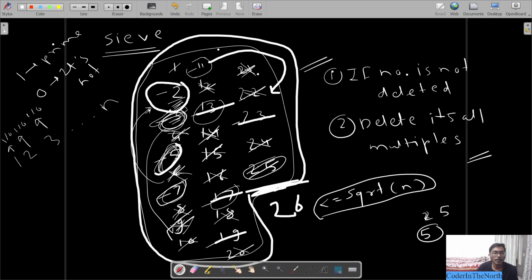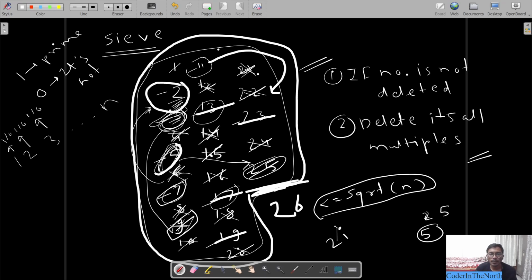Okay, 5. For 5, 10 was already deleted by the 2. 15 was already deleted by the 3. 20 was already deleted by the 2. So what was there? Only 25. So from this, what we can see, also we don't need to start from 2i.